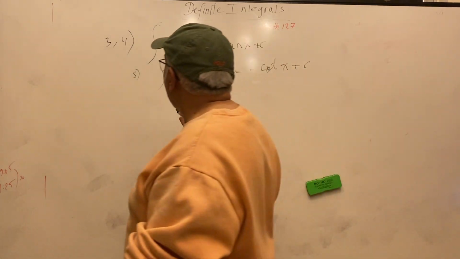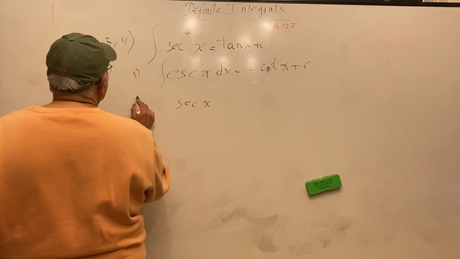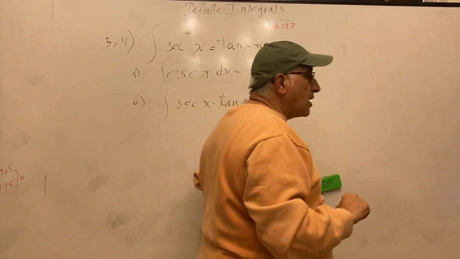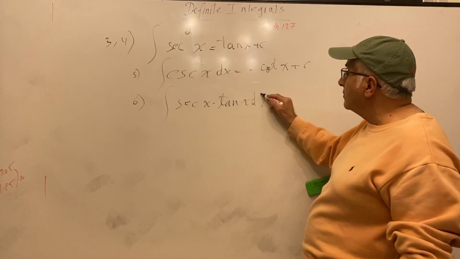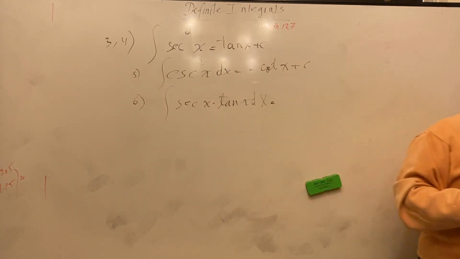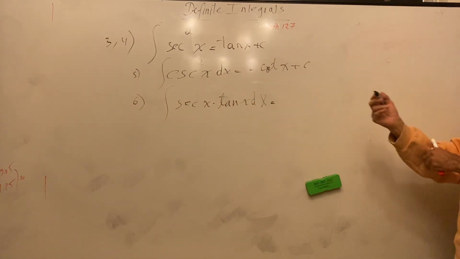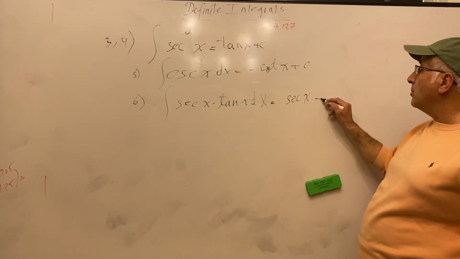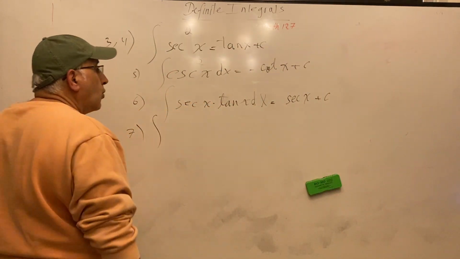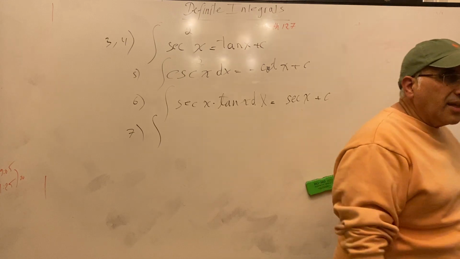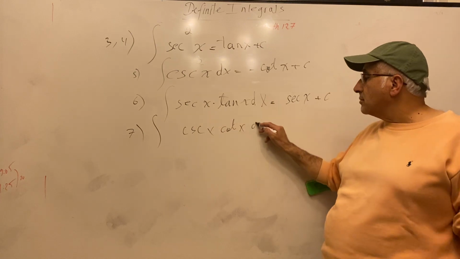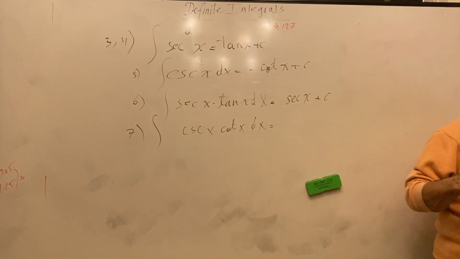Suppose I gave you the integration of secant x times tangent x. What is the derivative of that? Now we know what used to be this one. Now we do the opposite. What is the integration of secant tangent? The integration of secant tangent is always secant x plus c. Last one, if you see it, the cosecant times the cotangent with respect to x. So, what's the integration of that? It's a minus cosecant.